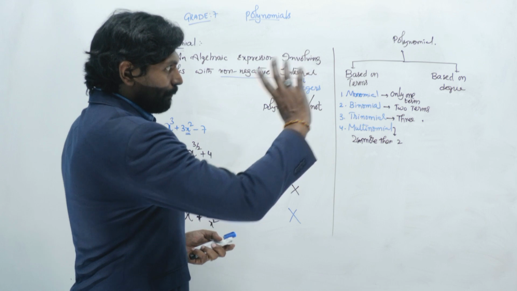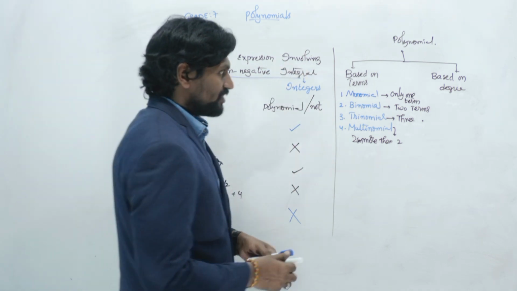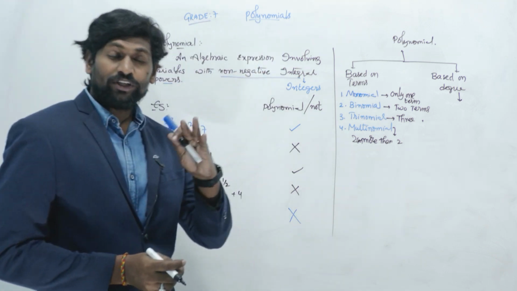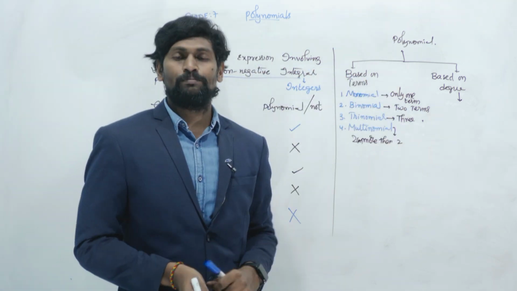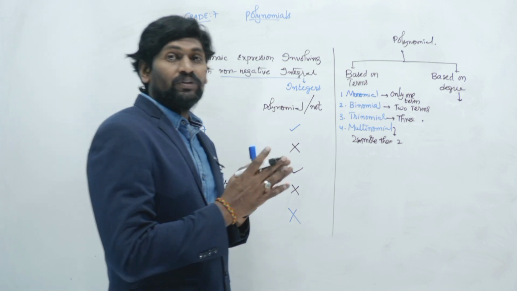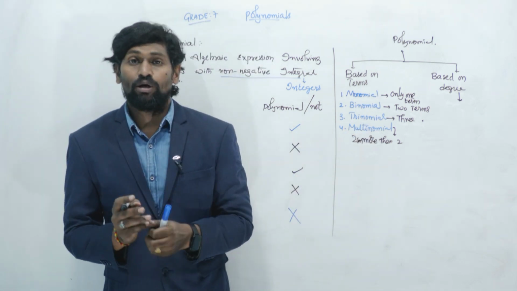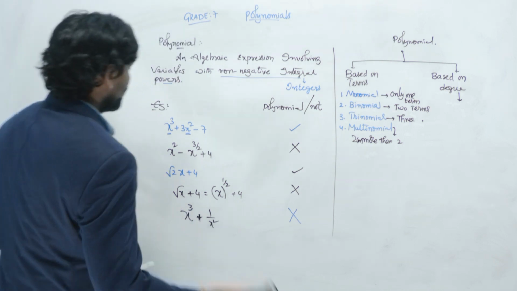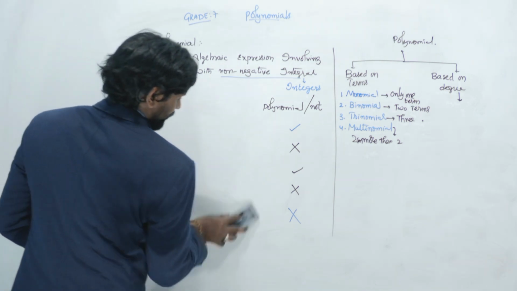Now coming to the types based on degree. Before discussing the types of polynomials based on degree, let us discuss the degree of a term and the degree of an expression.